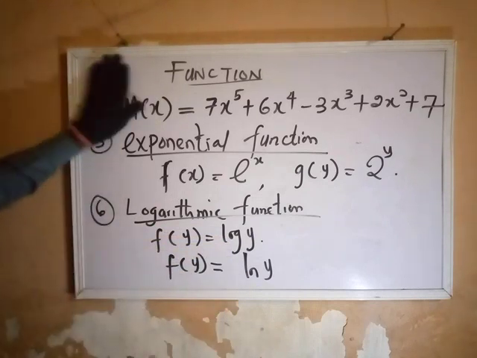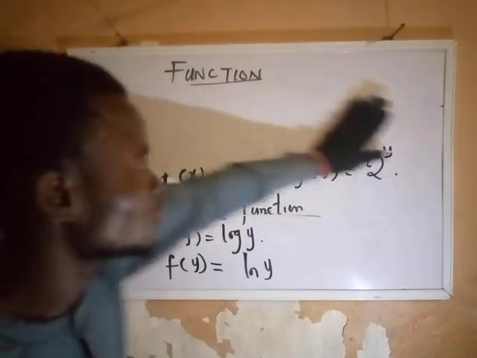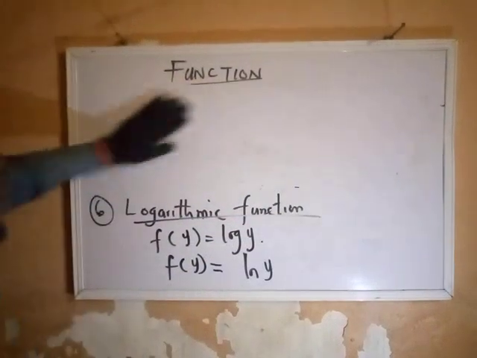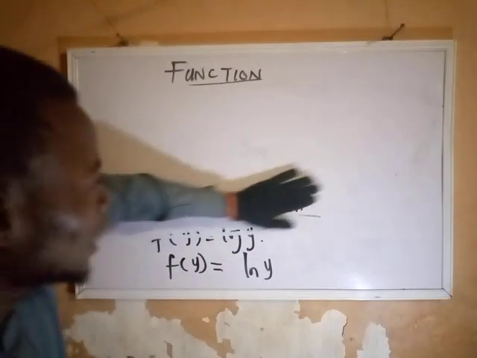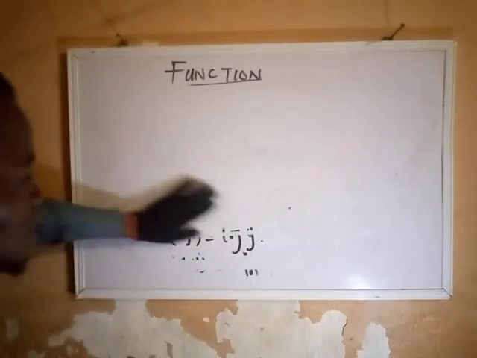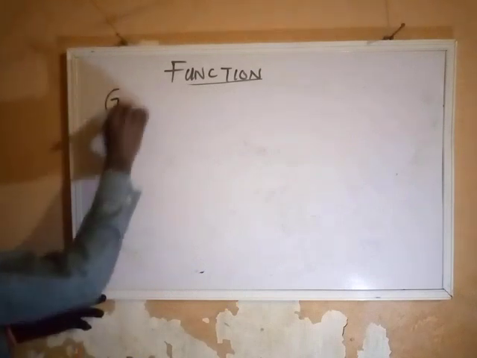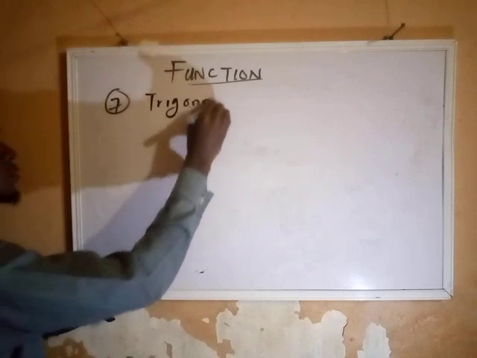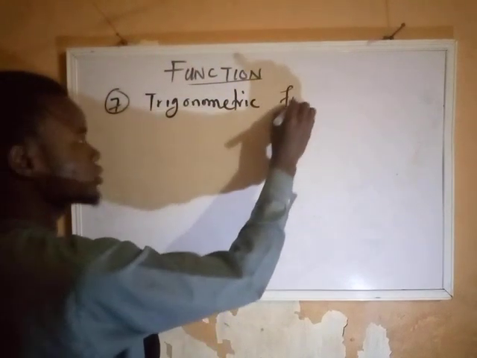The next function we are going to consider here is the trigonometric function, and after that we consider another one, which is the hyperbolic function. To save time, that's why I'm mentioning all these types of functions that you need to know. Number 7 type of function, we call it the trigonometric function.